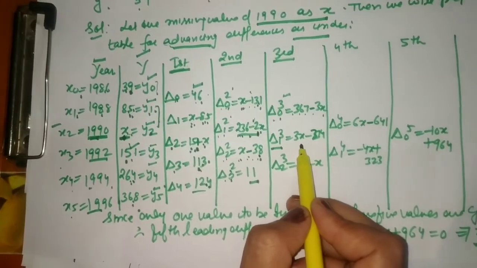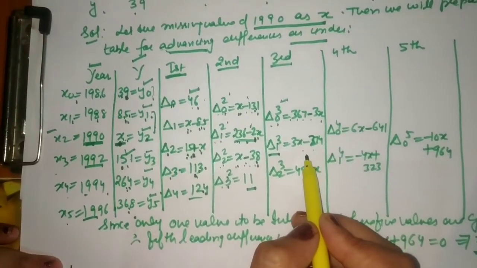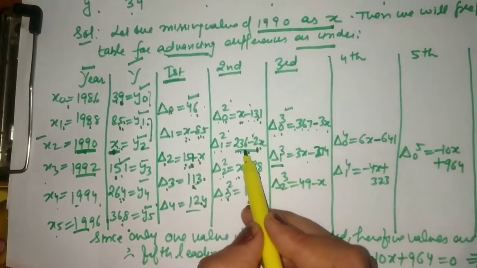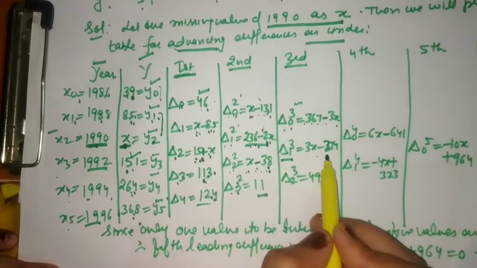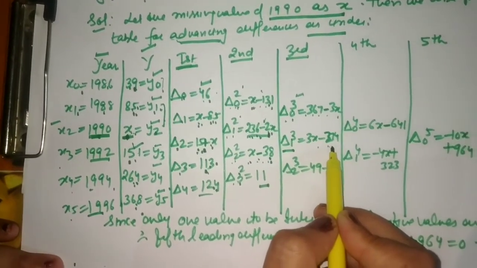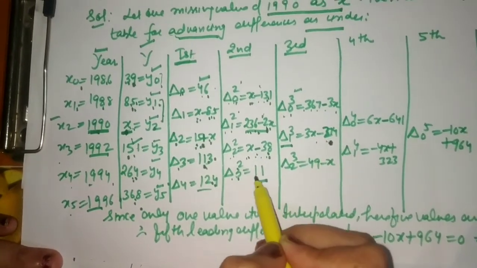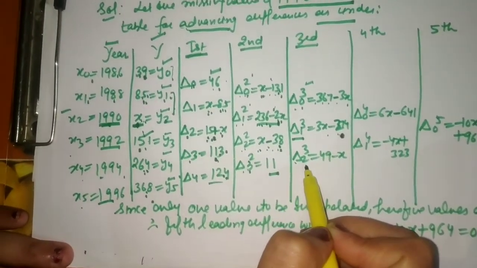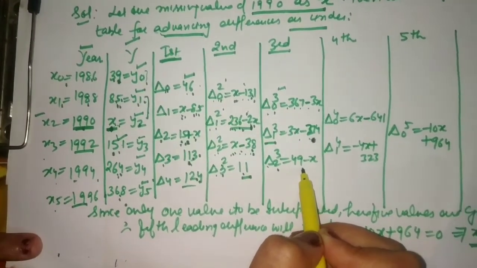That means x minus 38 minus 236 plus 2x. So I am getting 3x minus 274. The next is delta 2 cube, that is 11 minus x plus 38, that is 49 minus x.